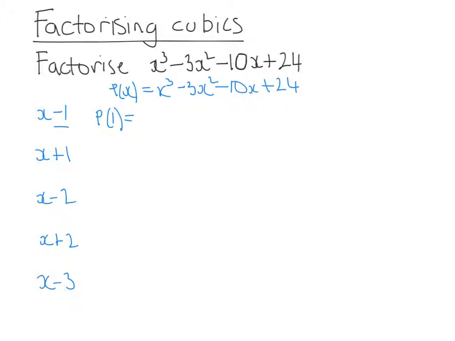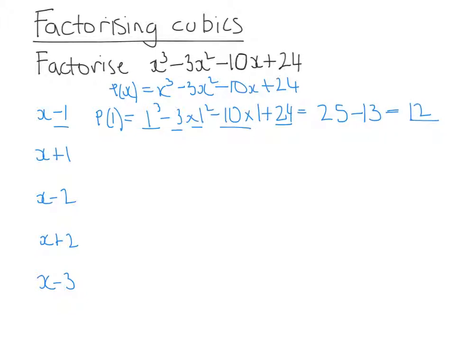So this is 1 cubed minus 3 times 1 squared minus 10 times 1 plus 24. Now 1 plus 24 is 25. Take away minus 3 times 1 is minus 3. That's minus 10, and that would be 12. So since 12 is not 0, x minus 1 is not a factor, since it leaves a remainder of 12. What about x plus 1?